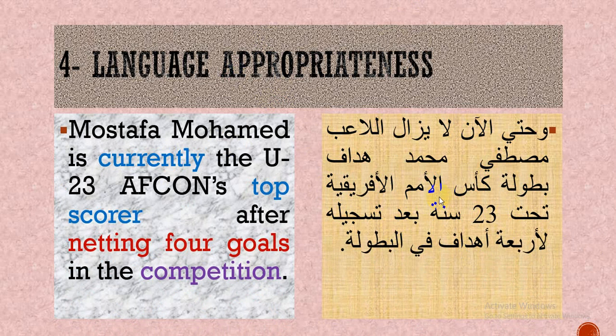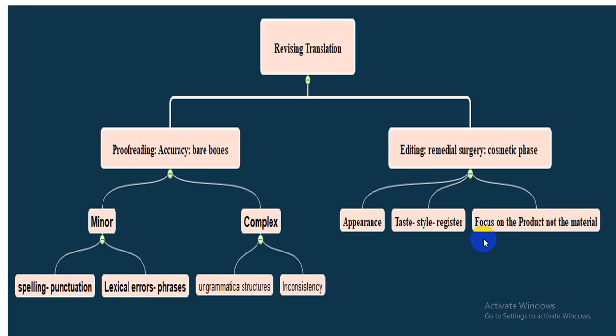Here we have again maintained some kind of logical connection between the information pieces involved in the source text. So this sentence لا يزال هداف. Why is he the top scorer? Because he scored, because he netted 4 goals so far in the competition. So when you revise your translation, keep this mind map in your mind.